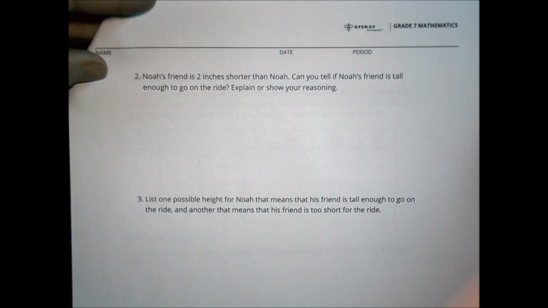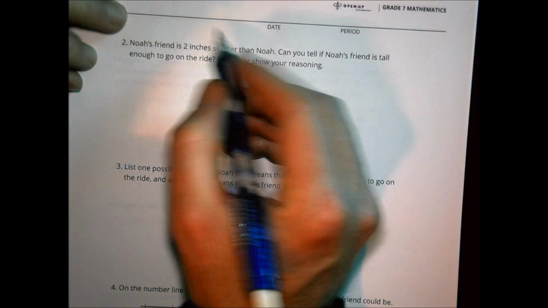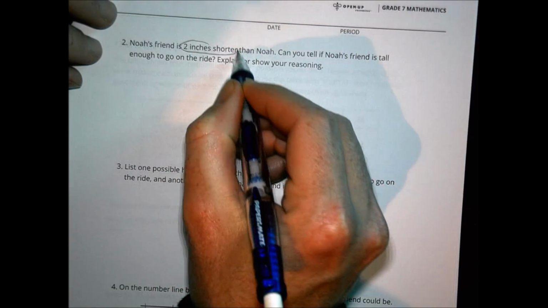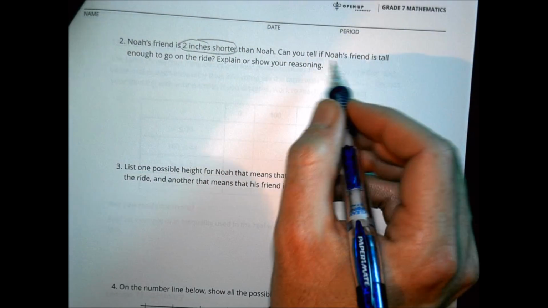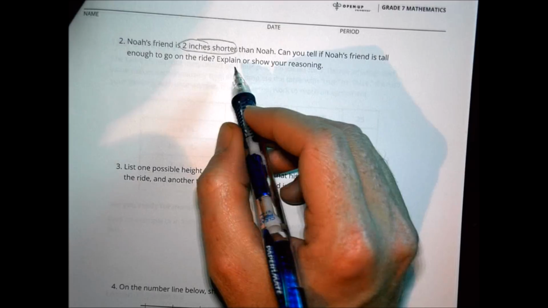In the second statement, it says here that Noah has a friend who is 2 inches shorter than Noah. Can you tell if Noah's friend is tall enough to go on the ride?